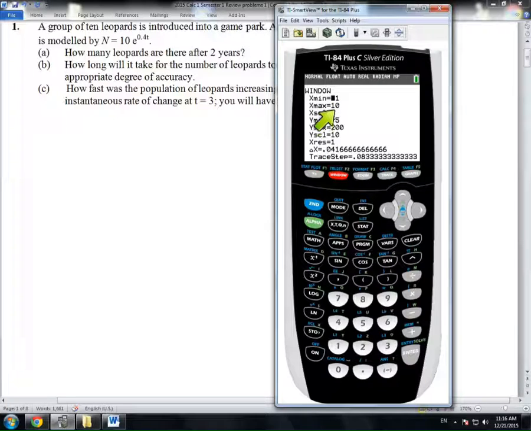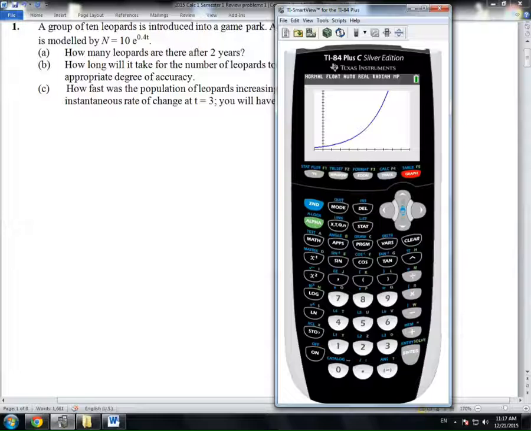So I chose 10 years into the future to get up to 100 or 200 leopards, and when I hit graph just to see what it should look like, I can see all the interesting stuff is happening within my viewing window. By 8 years we've already exceeded 200 leopards. So as long as everything looks alright, let's answer the questions.